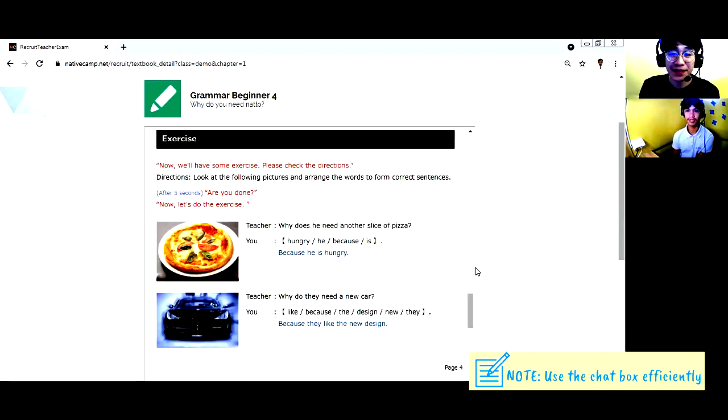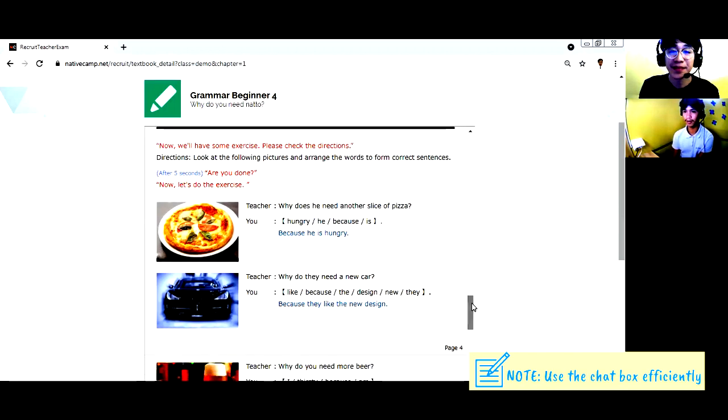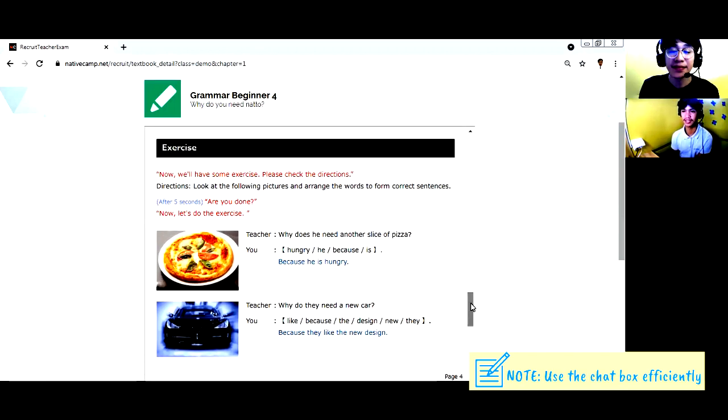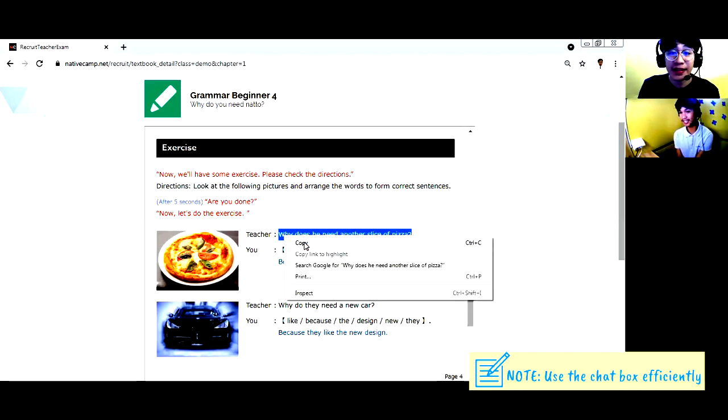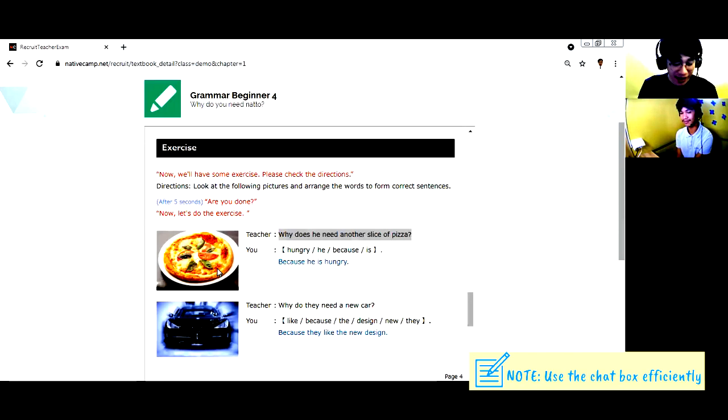Look at the following pictures and arrange the words to form correct sentences. Okay, let's look at the first picture. Why does he need another slice of pizza? Because he's hungry. That's right, because he's hungry. Do you like pizza? Yeah, I do. I see. I like pizza too.